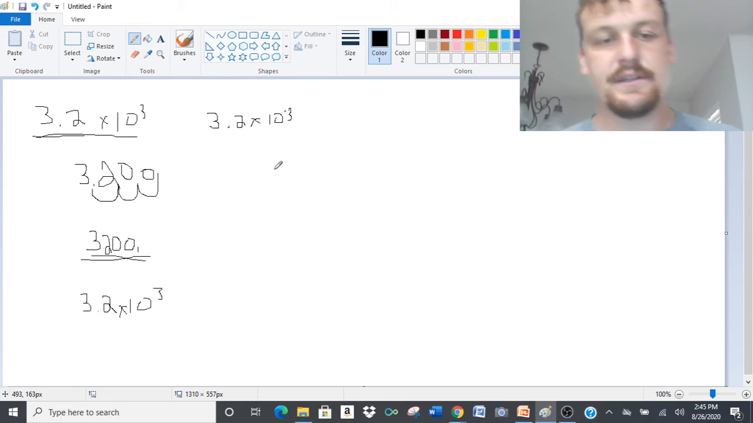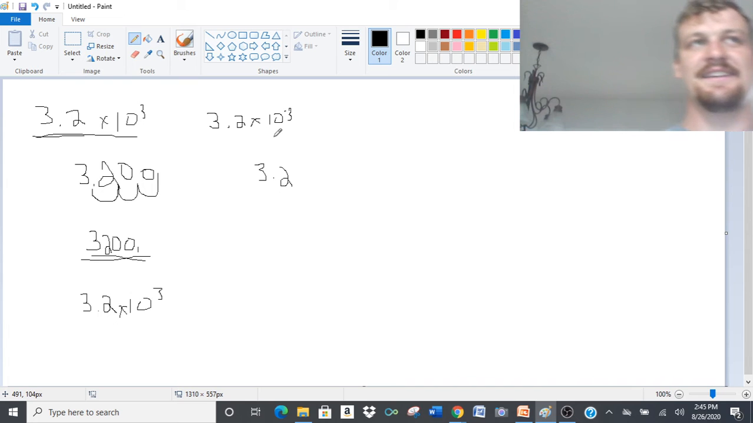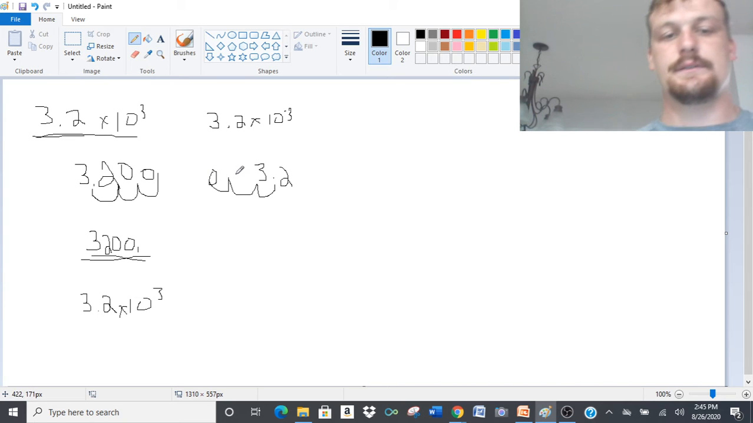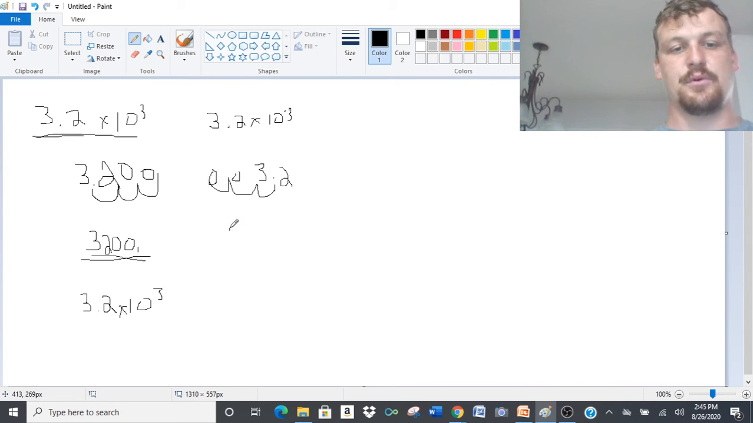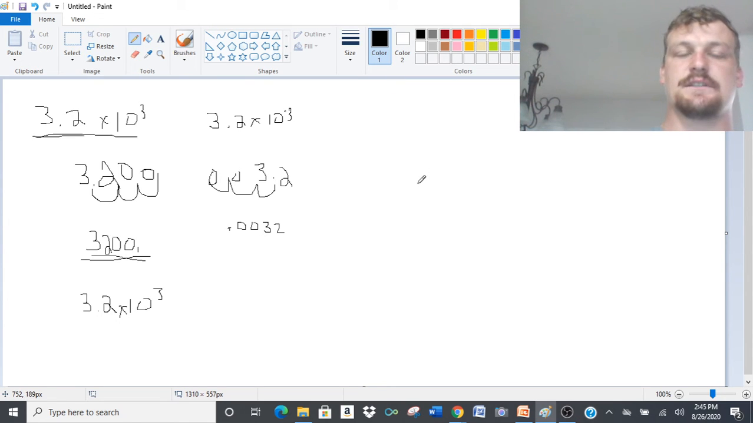All right, now moving on to the negative. 3.2 times 10 to the negative third. So negative 3, since it's a negative, is going to be a small number. So you're going to move it to the left. 1, 2, 3. So 0, 0. So your new number is 0.0032.